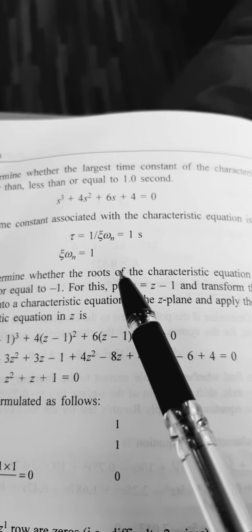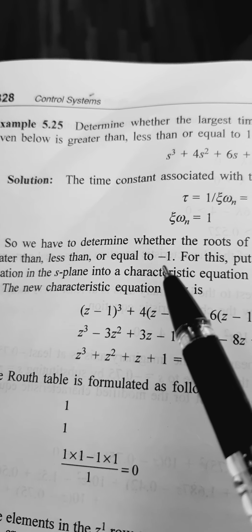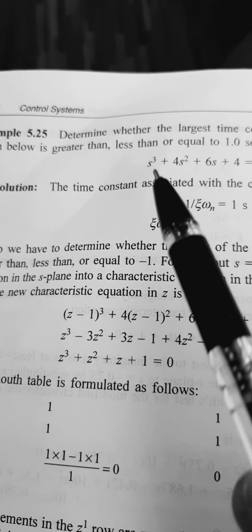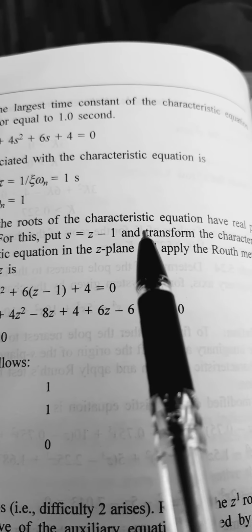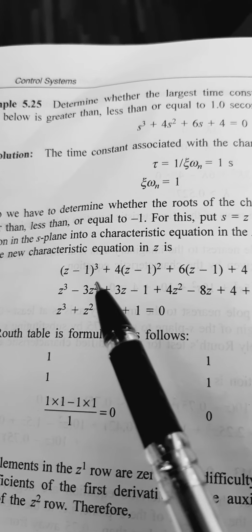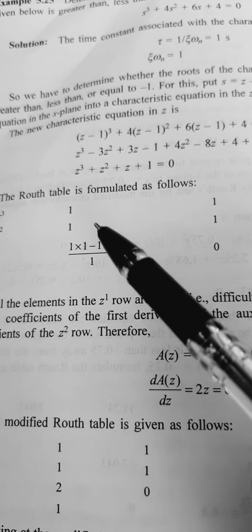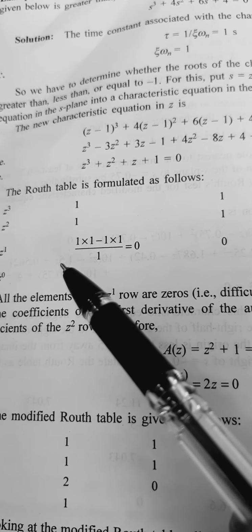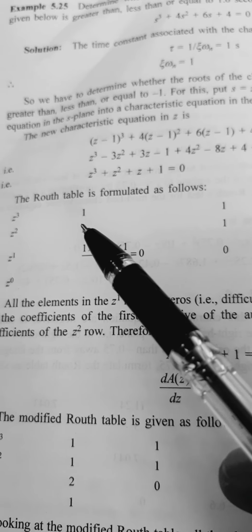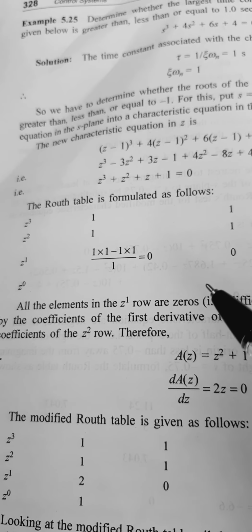So we have to determine whether the roots of the characteristic equation have real parts greater than, less than, or equal to minus 1. For this, put s equal to z minus 1 in the characteristic equation, transforming it to the z plane. Then you modify the equation and you get it like this. When you analyze this new characteristic equation, the Routh table you got is like this. In the Routh table, you can see that in the z^1 row, all the elements become 0. So it is a case of difficulty 2.